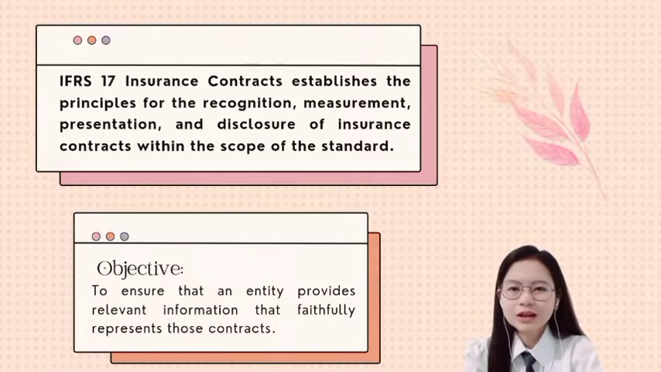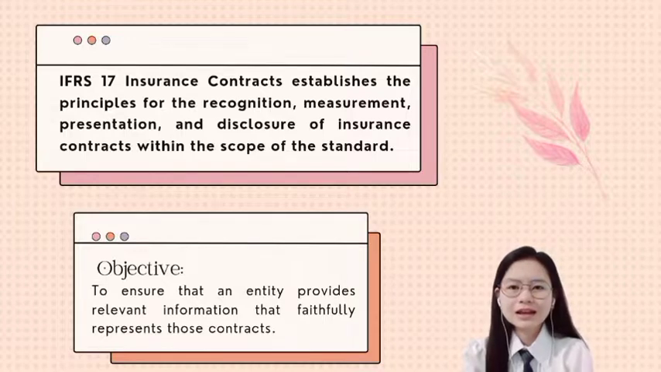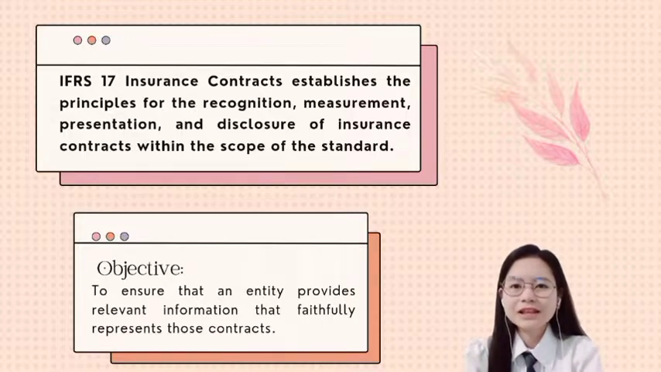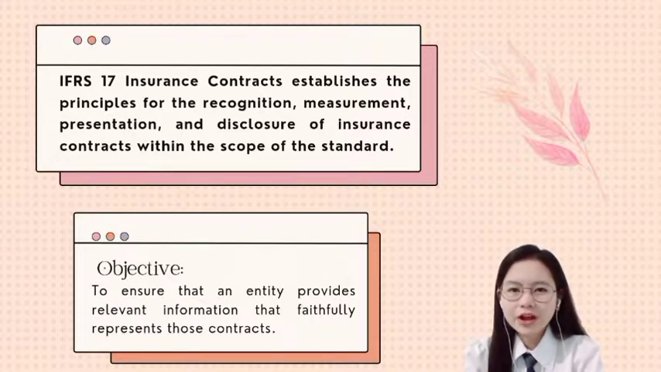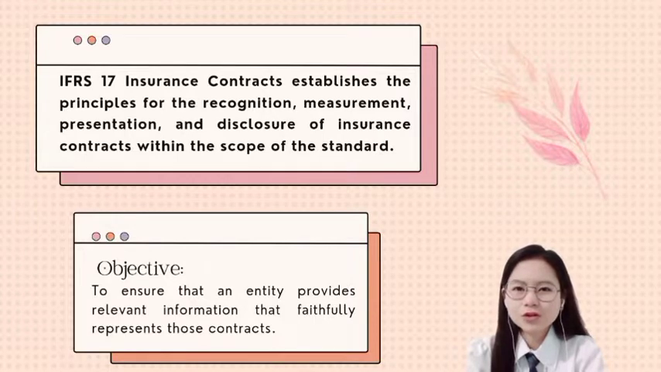of the standard. And yung isa nga sa objective ng IFRS 17 is that it ensures that yung mga entity nagpo-provide sila ng relevant information that faithfully represents those contracts. And yung mga information na to, ito yung nagbibigay ng basis sa mga users ng financial statements para ma-assess nila yung epekto ng insurance contracts sa financial position, financial performance, and cash flows dun sa entity.